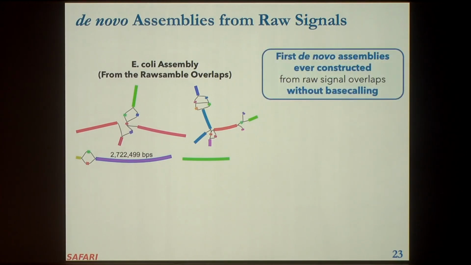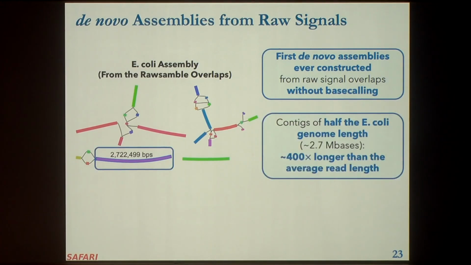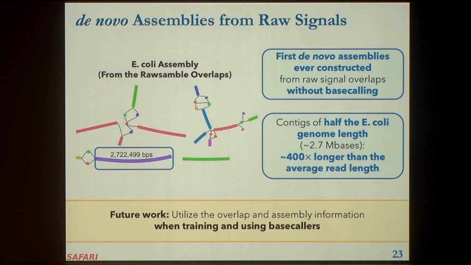The biggest takeaway is that we can now construct de novo assemblies from the raw signals without base calling them. And these assemblies, these contigs, are not necessarily short. For example, we can construct a contig of half the E. coli genome length, which is 400 times longer than the average read length for that particular data set. For future work, we can think of utilizing the overlap and the assembly information when training and using base callers.